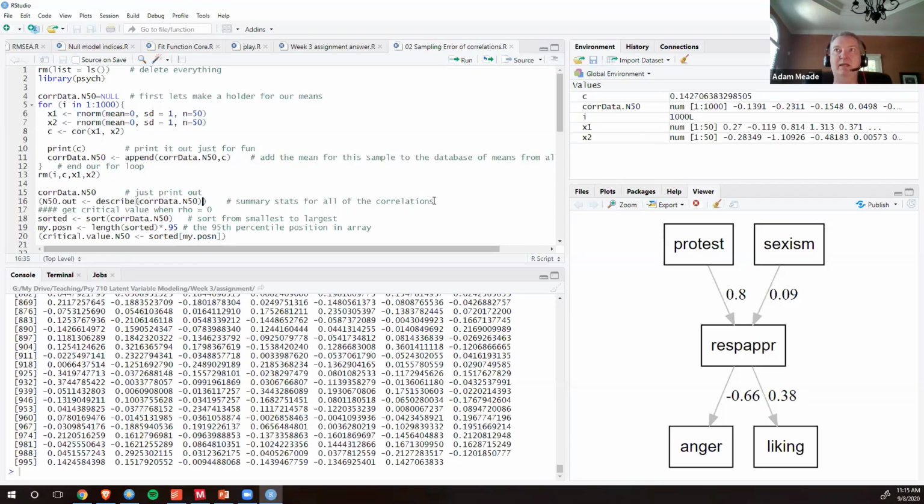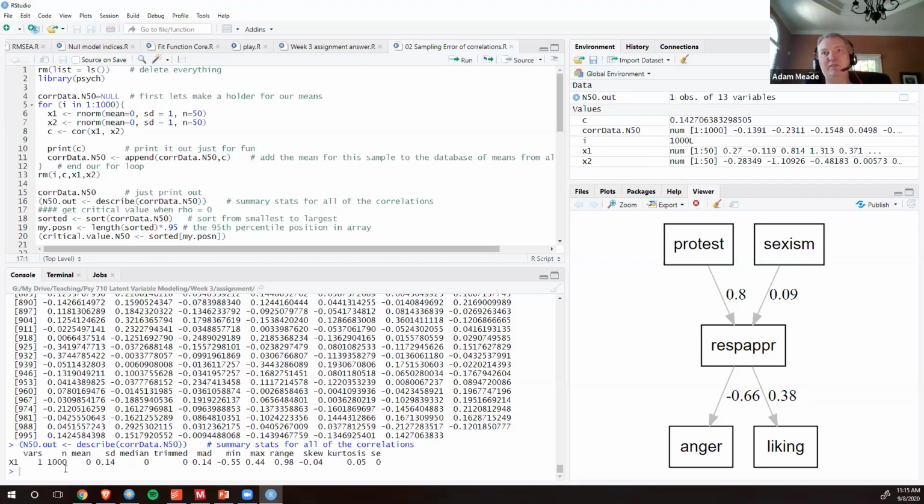Okay, and here's the important part. I'm going to hit the describe command. So what I see is that the mean across these 1,000 replications is 0, which is the right value, right? That's what I should get, okay? But in any one sample, it ranges anywhere from -0.55 to 0.44, and the standard deviation is 0.14.